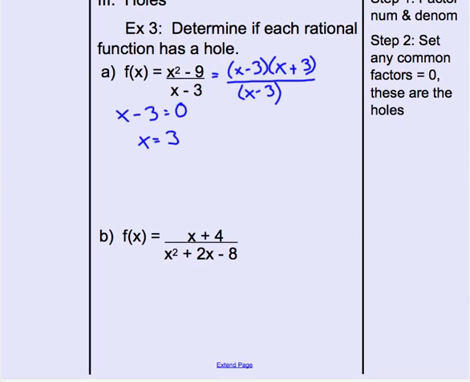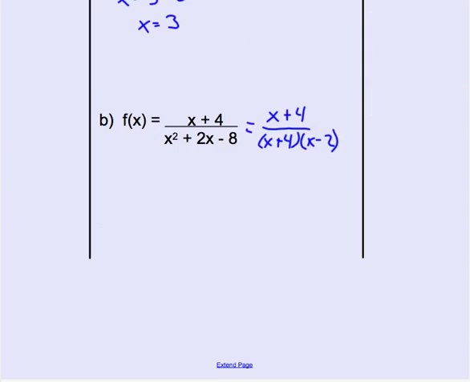Let's look at that one more time with b, factoring our denominator, what multiplies to negative 8 and adds to positive 2. So we've got a common factor of x plus 4, set that equal to 0. So there would be a hole in the graph at x equals negative 4.